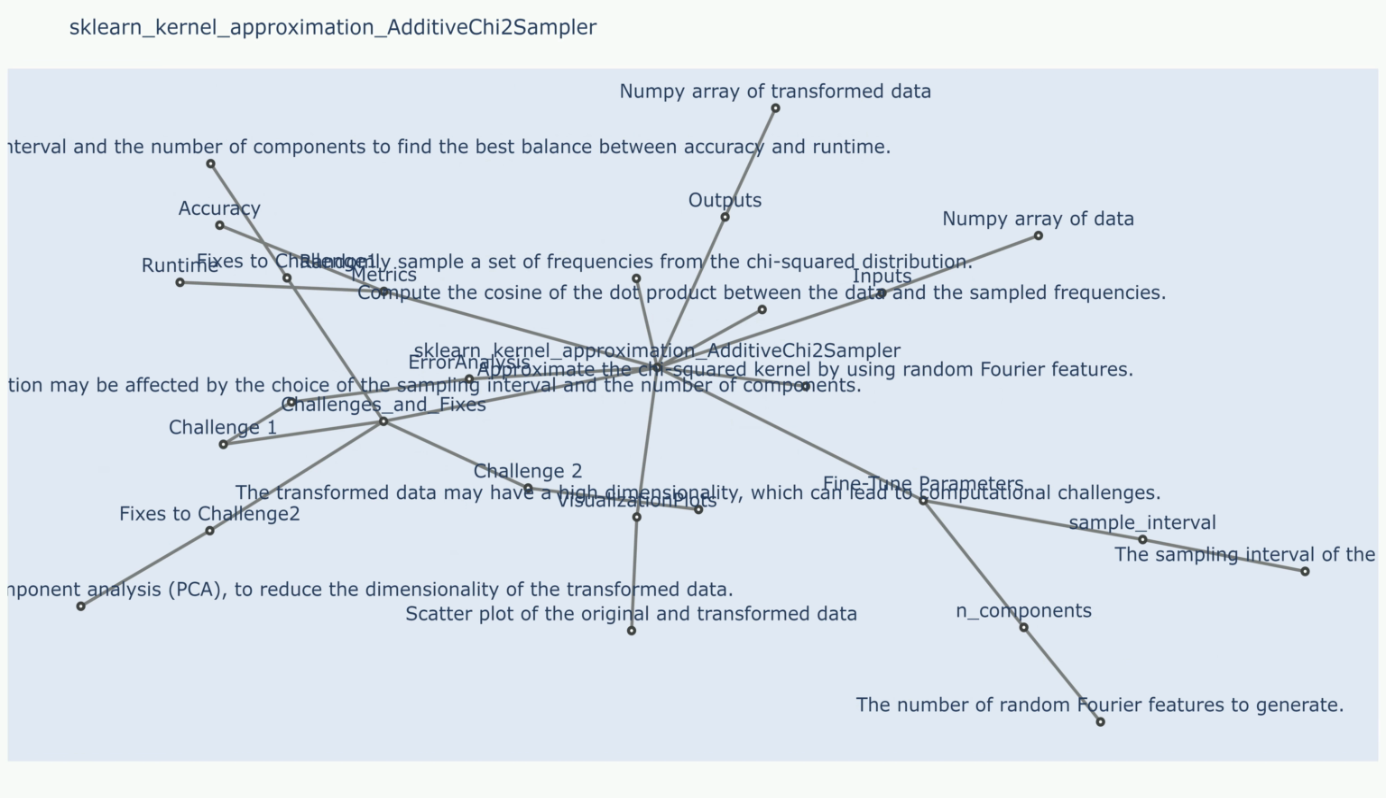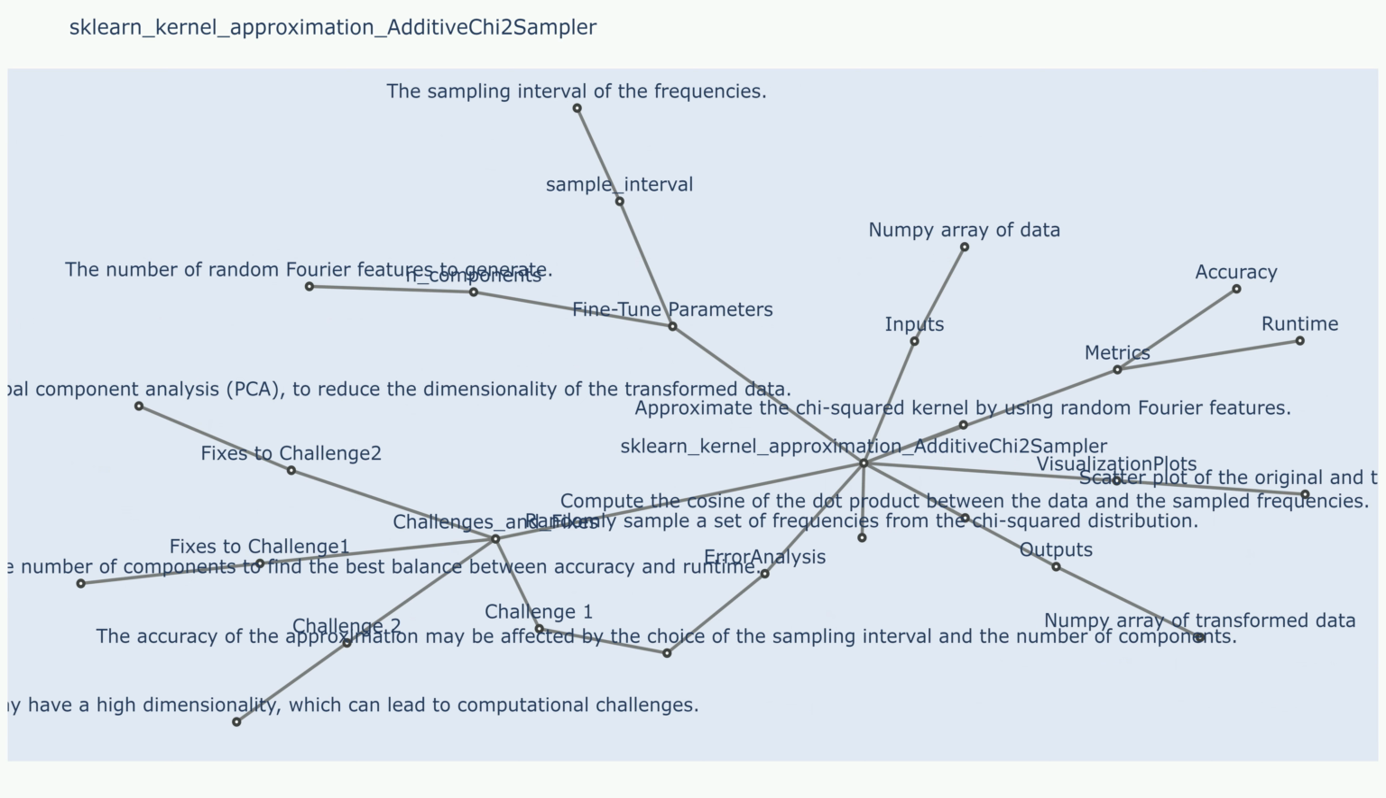The AdditiveChi2Sampler approximates the chi-squared kernel by using a sum of random Fourier features, where each feature is generated by sampling from a distribution related to the chi-squared distribution.